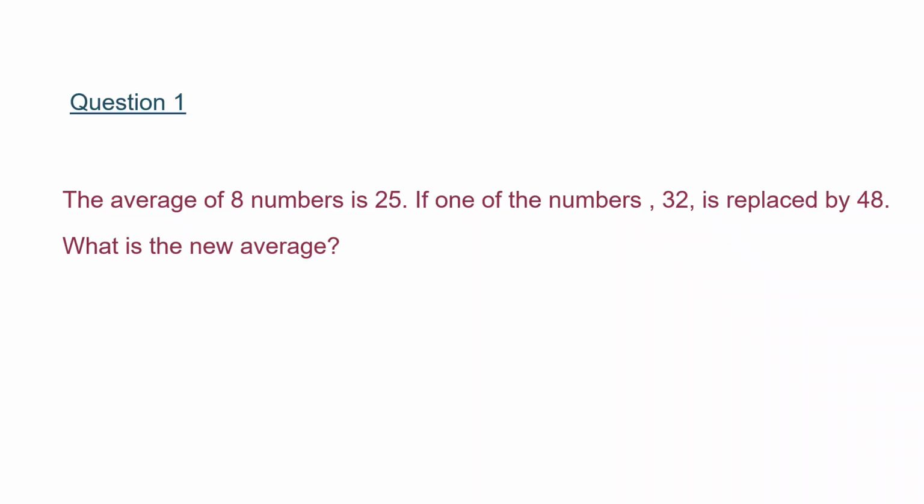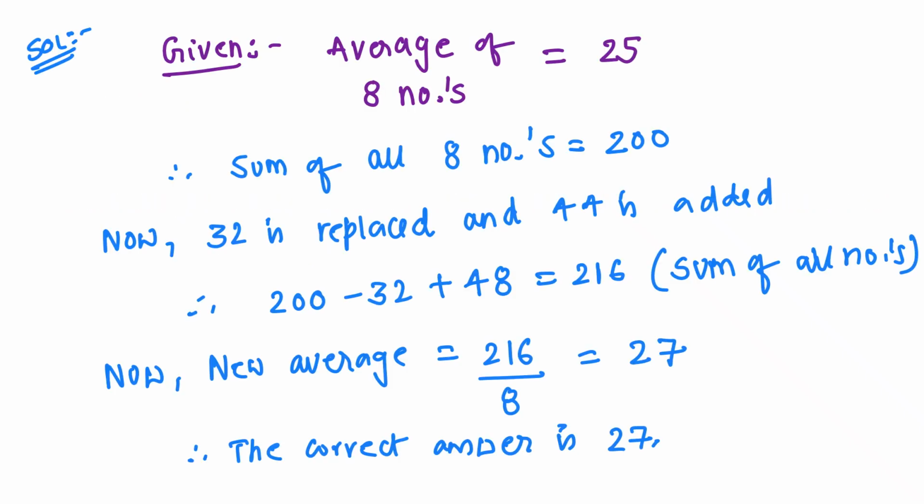First question is, the average of 8 numbers is 25. If one of the numbers, 32, is replaced by 48, then what is the new average? Solution is, we are given average of 8 numbers is equal to 25. Therefore, sum of all 8 numbers is equal to 200.